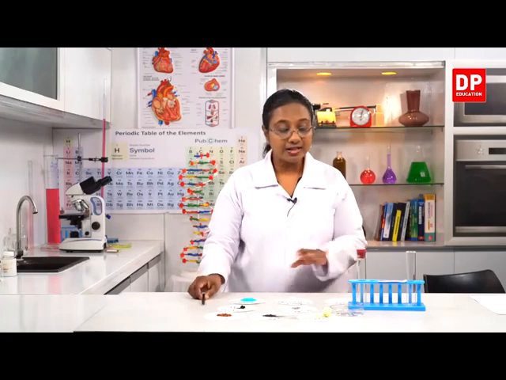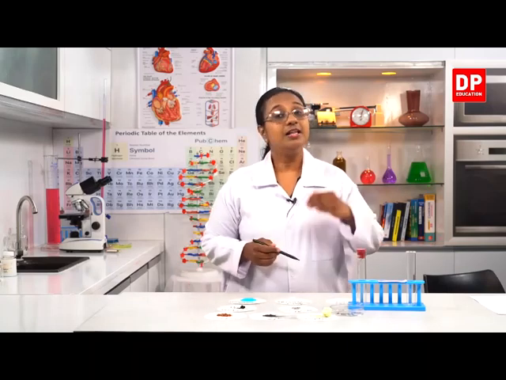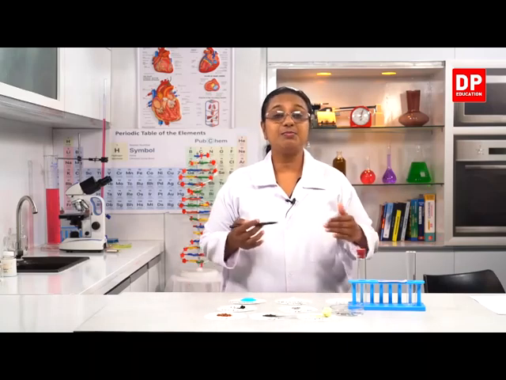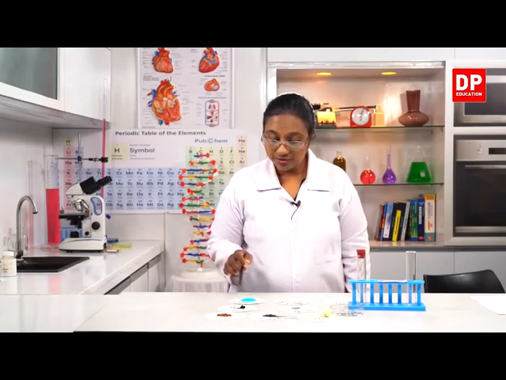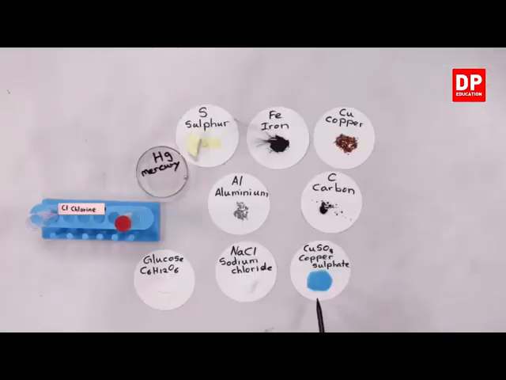Then I have another three substances here. They are also pure substances but they are compounds because they are made up of more than one element. So here you can see copper sulfate. You can see the blue color crystalline nature, that again is a solid. So that is copper sulfate.